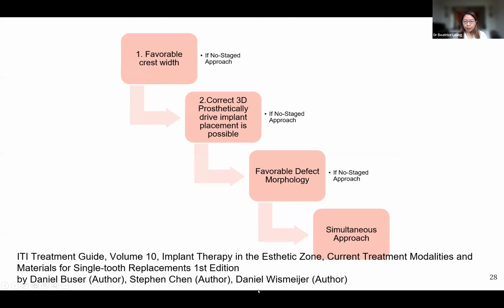I took this from the ITI treatment guide. Again, it mirrors very similarly what the book by Dennis Tarnow and Stephen Chu talked about. You can't do immediate if you don't have a favorable crest width. You cannot do immediate if you cannot place the implant in the most ideal prosthetically driven position. You cannot do immediate if you don't have a favorable defect, meaning you need to have a proper buccal bone. If you have all these, then you can consider an immediate protocol.